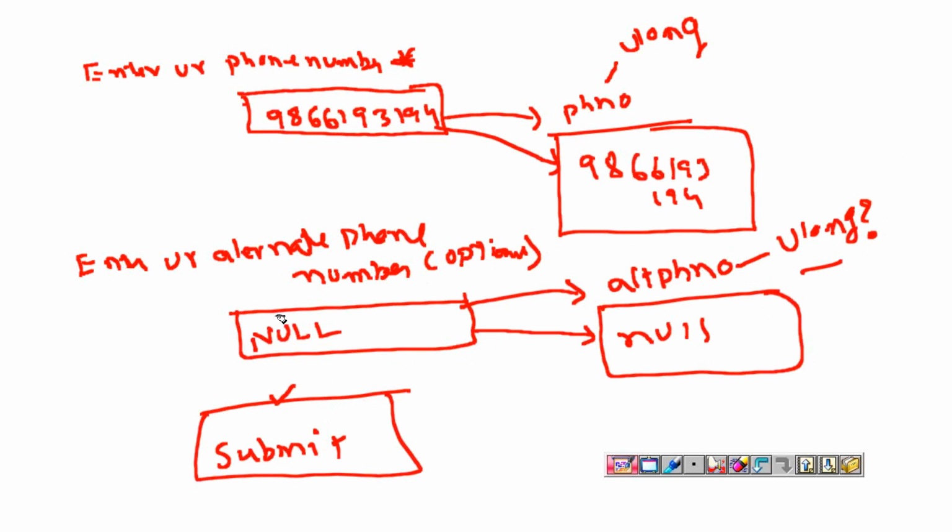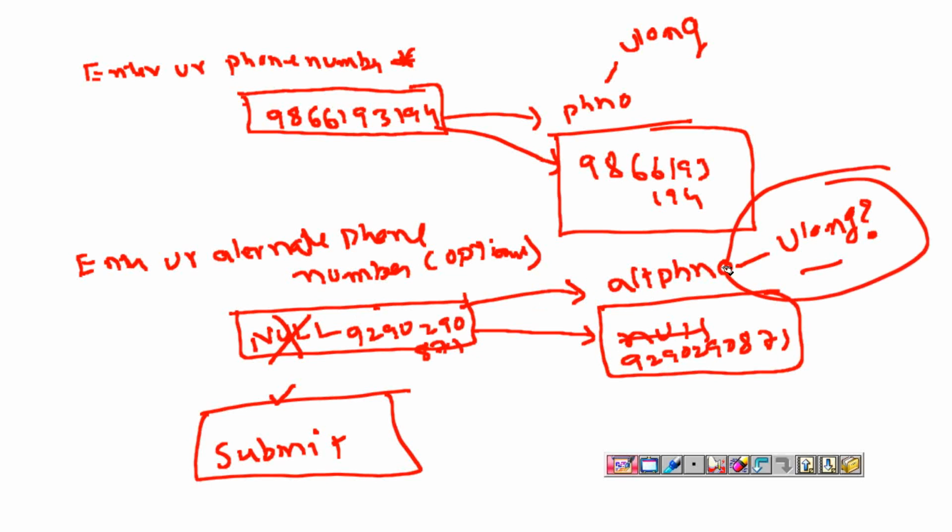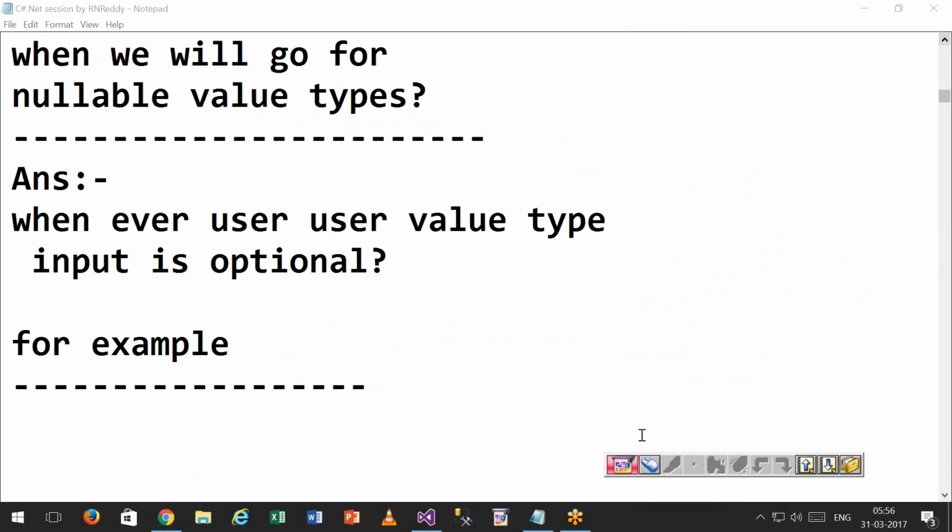But let us assume no issues. Now there is no error. Suppose I entered my second phone number, 9290290871. Any problem? Then it will take which value? 9290290871. Any problem? No, sir. So it will accept a value or a null value, anything. That's why I declared it as a nullable value type. I hope you understood, guys.